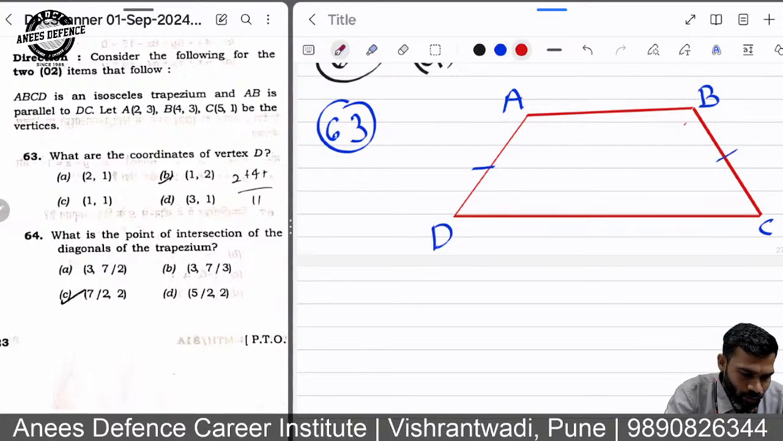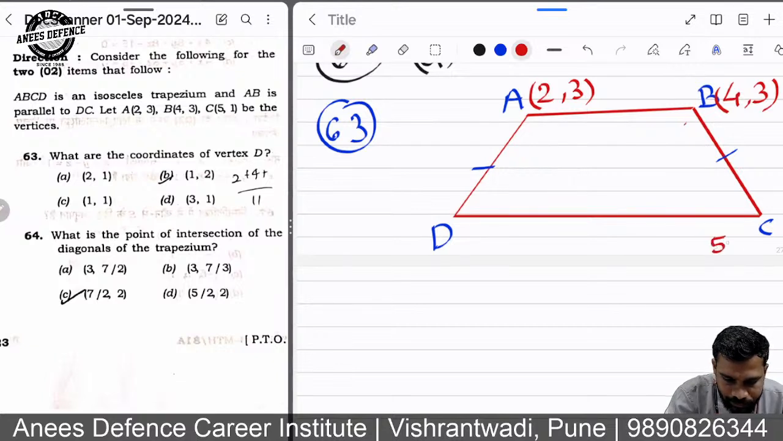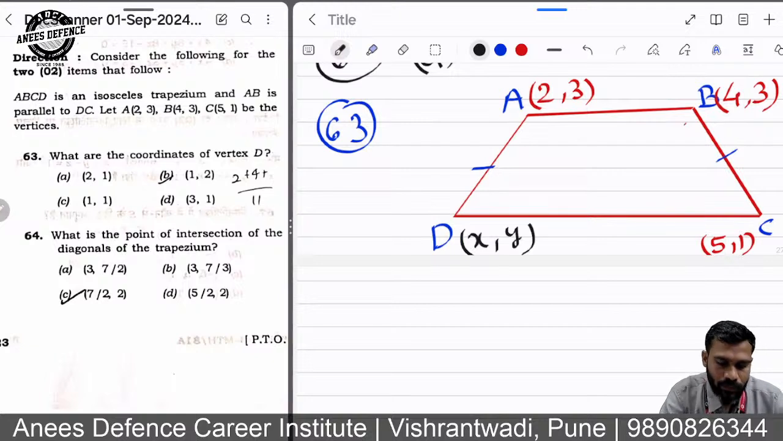Now, AB and DC are parallel, right? So we have already done. Now the coordinates are already given. So A is 2, 3, here B is 4, 3, and the coordinates of C are 5, 1. So both the distances, AD and BC, are equal. And let us consider the coordinates of D as x, y, right?